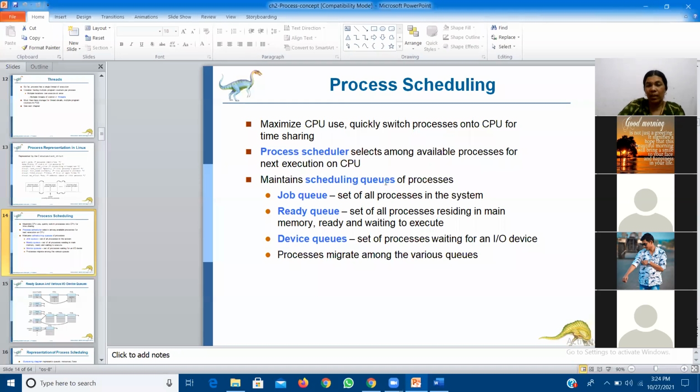It maintains scheduling queues of processes. So the scheduler takes the help of queues. These queues are nothing but the job queue, ready queue, and device queue. Three types of queues are there in an operating system. All incoming jobs in the system are kept inside the job queue first, the set of all processes in the system. The ready queue is the set of all processes residing in main memory, ready and waiting to execute.